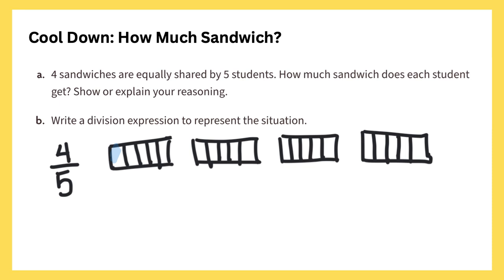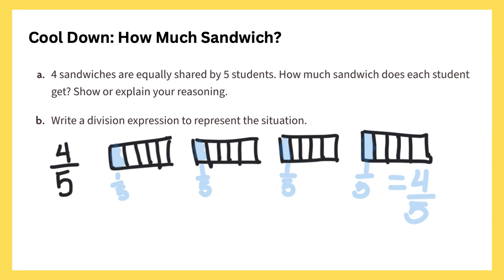So each person will get 1/5 of the sandwich. So we have 1/5 here, 1/5 here, 1/5 here, and 1/5 here. If we add all those together, again, we're going to get that 4/5. So each student is going to get 4/5 of a sandwich.